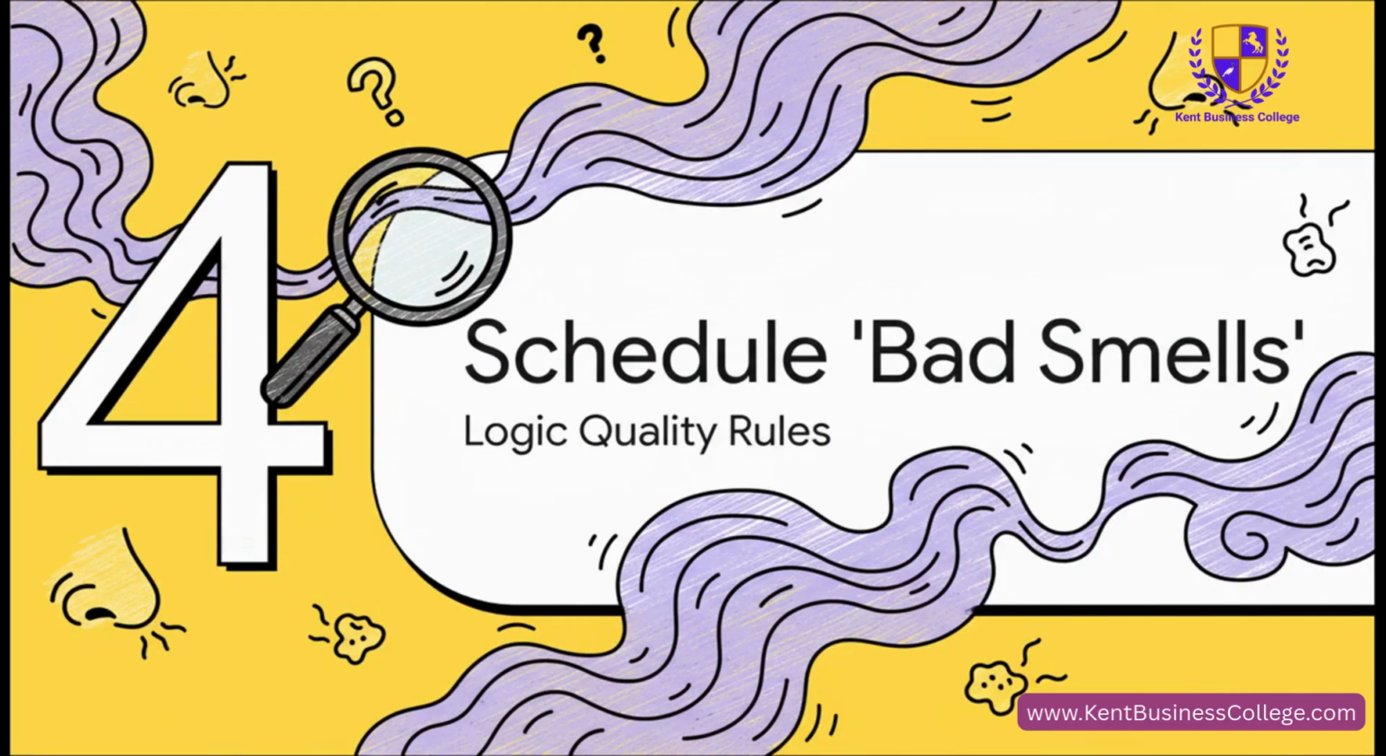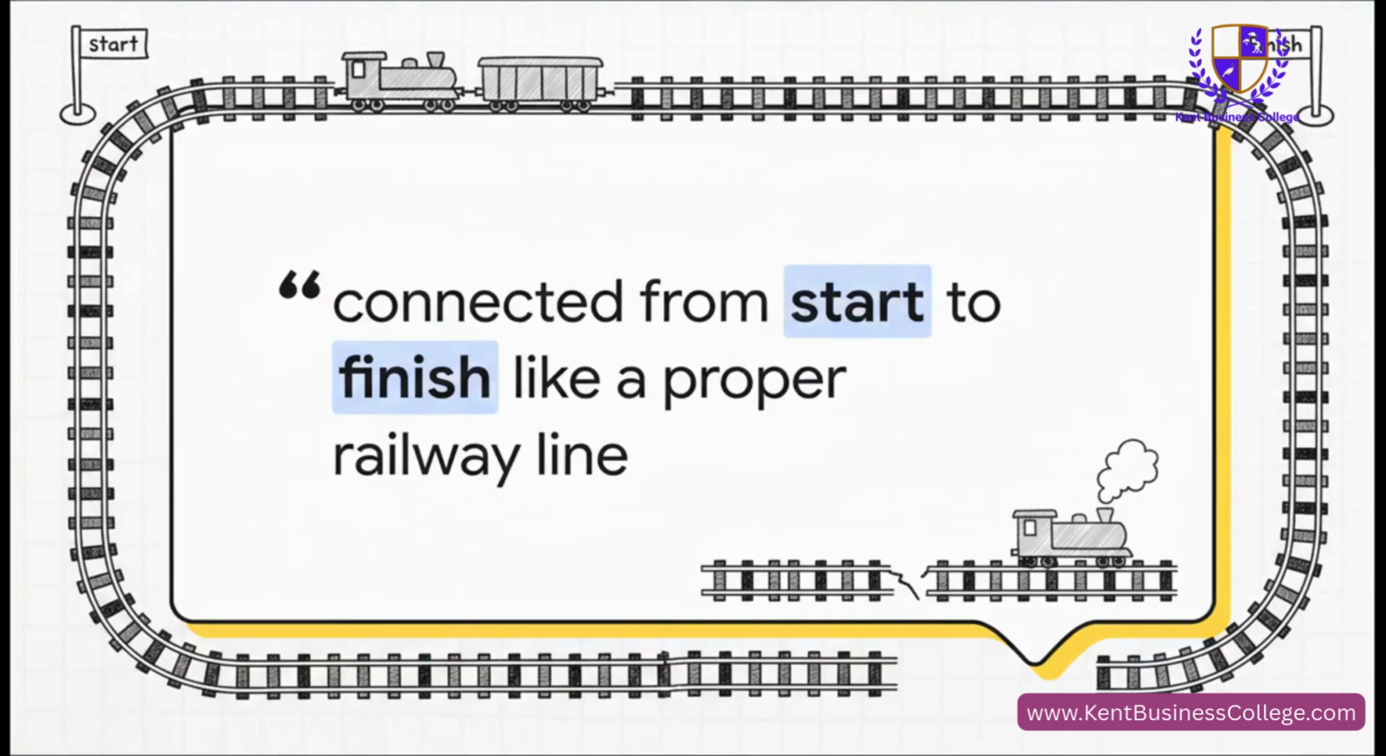It's time to learn how to sniff out a dodgy schedule. A really good planner can spot a bad one a mile off. It's because a badly built plan gives off a certain aroma. Let's call them bad smells. Now, if you only take one thing away today, let it be this.